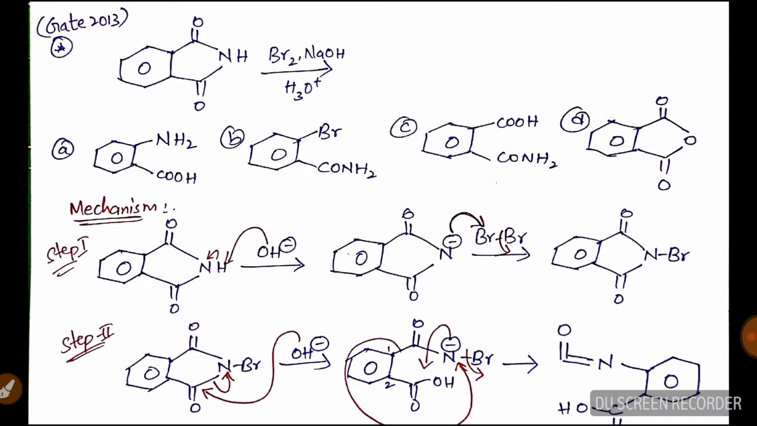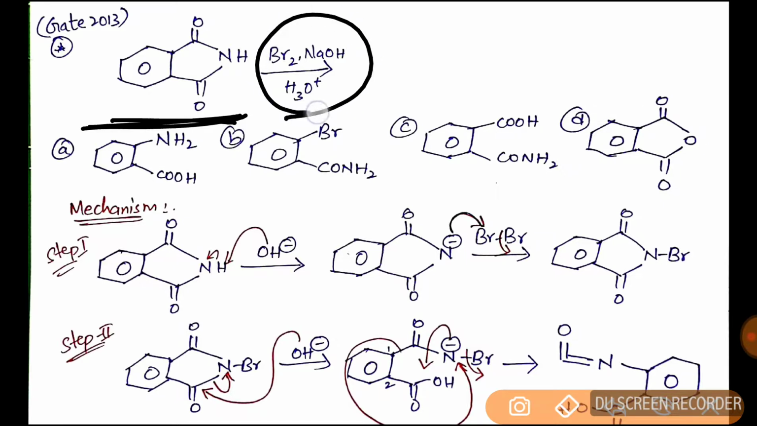Yeah, so this is a GATE 2013 question, guys. In this question, this is a phthalimide. Okay, this phthalimide reacts with these Hofmann reagents to form amines. So I've just given this mechanism. You can just note down the mechanism, or I'll just tell you this simple trick.